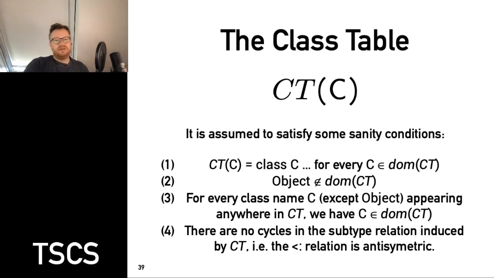The other thing is that the class table also satisfies that we have no cycles in the subtype relation induced by this. That means the subtyping relation is anti-symmetric. So whenever we have A extending B, B cannot extend from A again. There are no cycles, and of course this is anti-symmetric but also acyclic. This means that all of our subtyping is basically a tree and not a graph. Really helpful in practice.